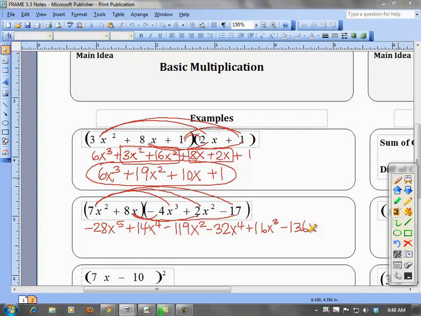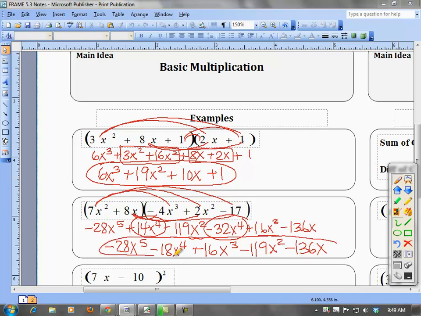Okay? We combine like terms again. Now there's no other x to the fifth, so I rewrite negative 28x to the fifth. I have 14x to the fourth and negative 32x to the fourth. That gives me negative 18x to the fourth. Let's go to x cubed next. The only thing I have is the 16, so I'm going to add plus 16x cubed. I now go to my x squared. The only thing I have is this negative 119, so negative 119x squared. And then I have this negative 136x at the end.